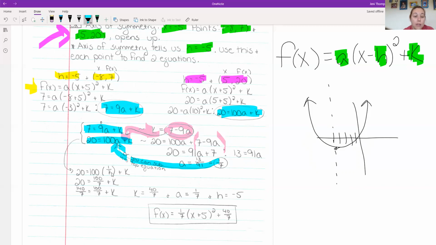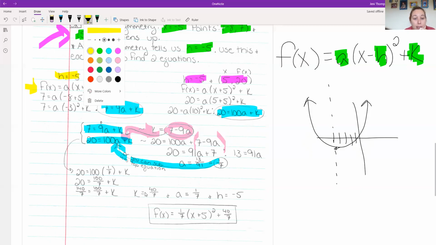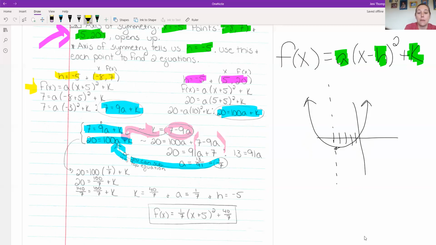Okay, so 100 times 1 over 7 is 100 over 7. That means I need same denominators, right? Because I'm going to be subtracting this from both sides. 20 is the same as 140 over 7. So when I subtract 100 over 7 from both sides, that gives me 40 over 7. And that's my k. So I have all of my components finally: my h, my k, and my a.